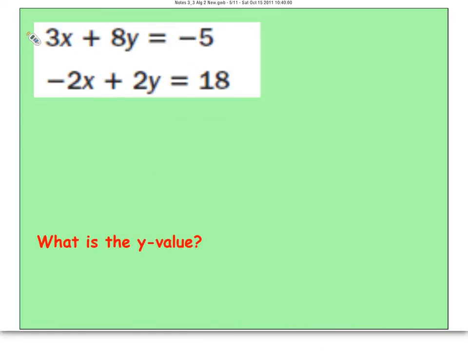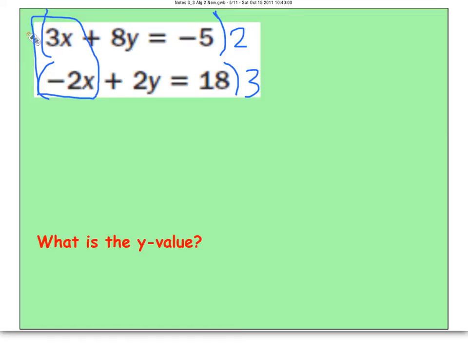So let's look at this first one here. What makes more sense, to get rid of the x's or the y's? There's two different methods we could do. If we do the x's, they're already opposite signs, so that's good. They have to be the same number. To make them the same number, the number they could have in common would be 6, or 3 times 2. So to do that, I'd have to multiply this entire equation here by the number 2, and then I have to multiply this entire equation by the number 3. Okay, you could do that, it would work.